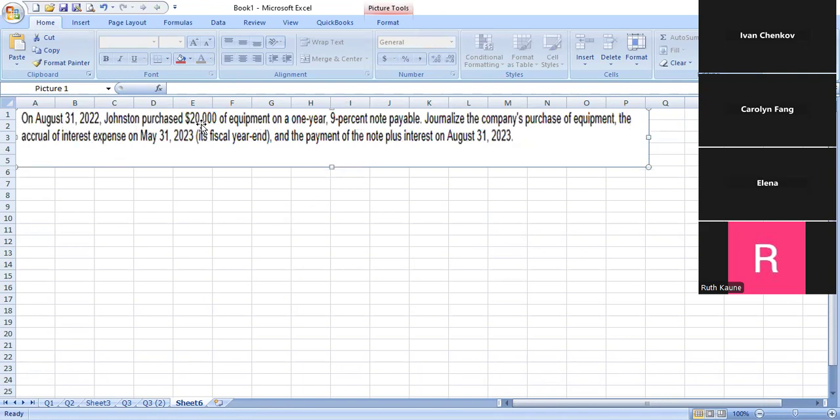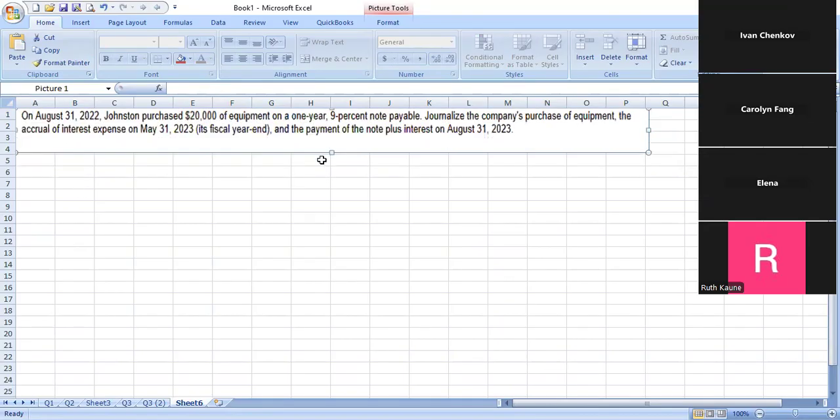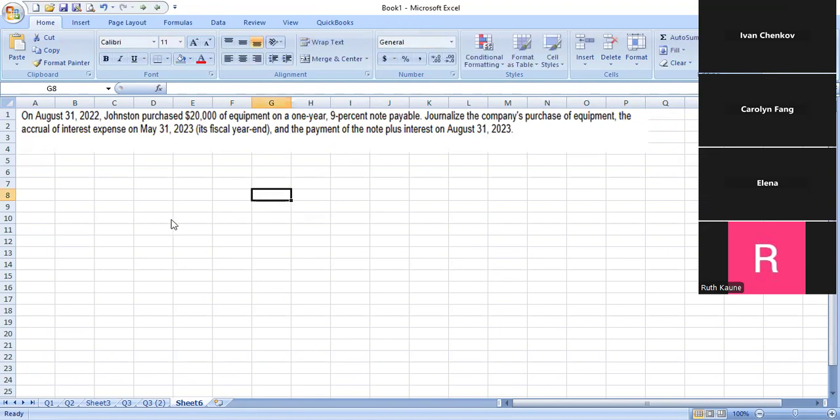On August 31st, Johnson purchased $20,000 equipment on a 1 year, 9% note payable. Journalize the company's purchase of the equipment, the accrual of the interest expense on May 31st, which is the year-end, and the payment of the note plus the interest on August 31st. So since it's a 1 year, 9% note payable, let's go with the journal entries one after another. What will be the first journal entry?